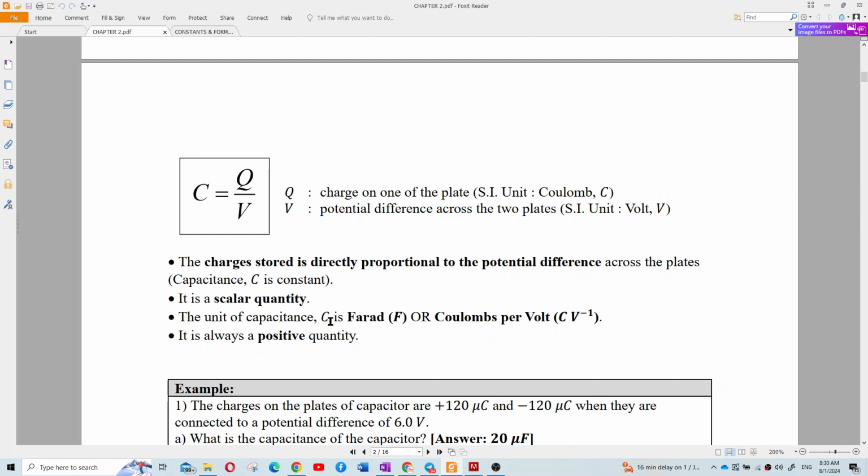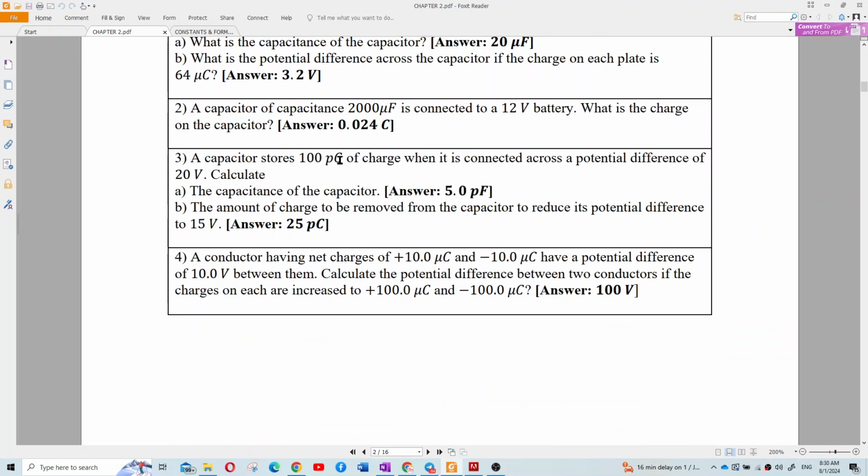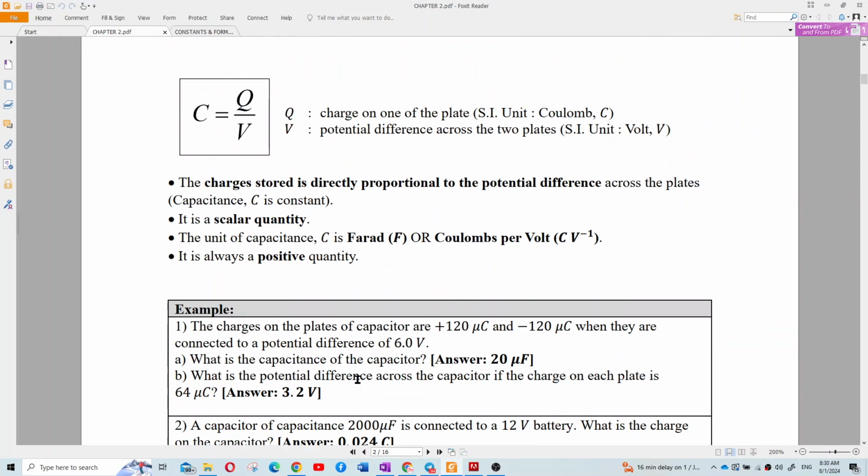The unit for capacitance is farad. C is in farad, or coulomb per volt, because it follows this formula. Q is coulomb, V is volt. Yeah, coulomb per volt. It is always a positive quantity. So this is the example. I will explain more about this formula now.